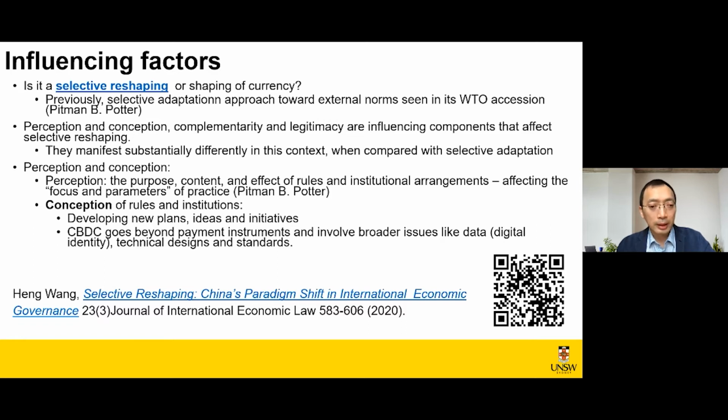But more importantly, it also involves conception. So how China develops new plans, ideas, and initiatives regarding the retail CBDC, because that goes beyond payment instruments and involves broader issues like data, digital identity, how you make offline payments, how you design the technology and standards, as well as the issue of privacy. Next slide, please.